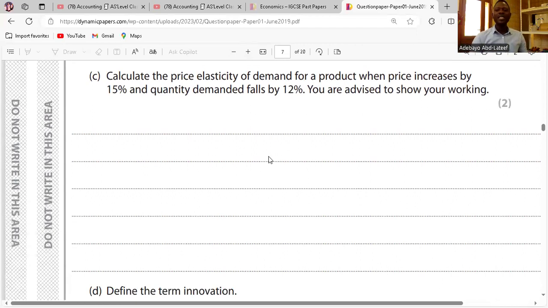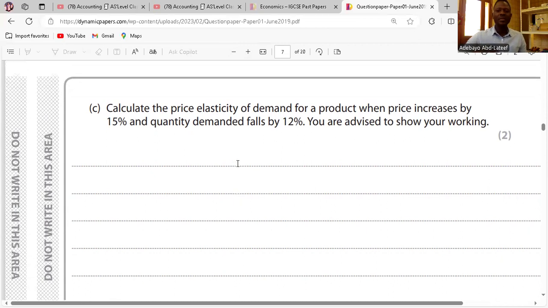So they said, calculate the price elasticity of demand for a product where the price increases by 15% and the quantity demanded falls by 12%. First, what is price elasticity of demand? Price elasticity of demand is the degree of responsiveness of the quantity demanded of a product as a result of a change in price. So PED is Q2 minus Q1 over Q1, divided by P2 minus P1 over P1. That means percentage change in quantity demanded over percentage change in price.